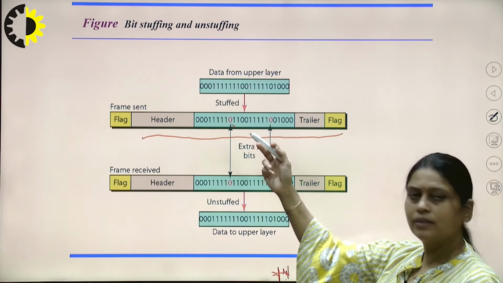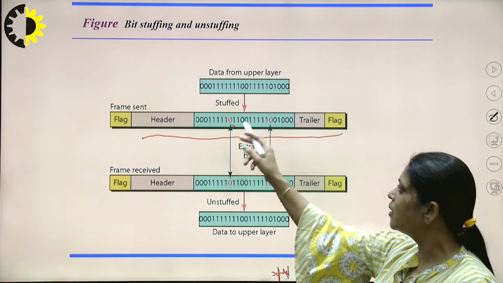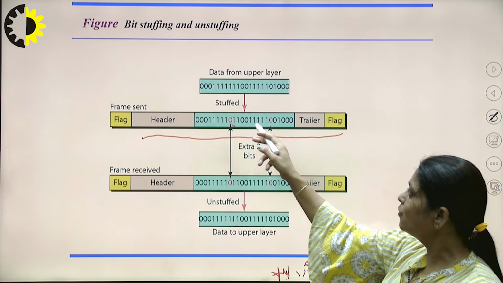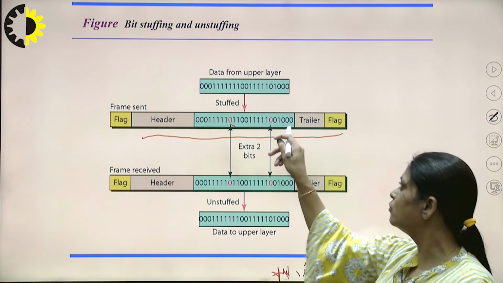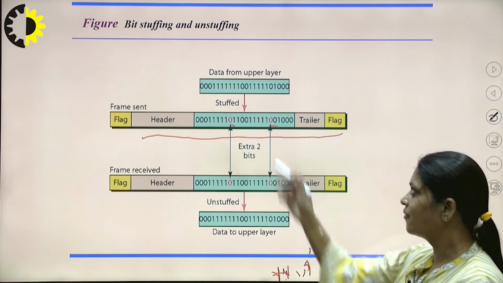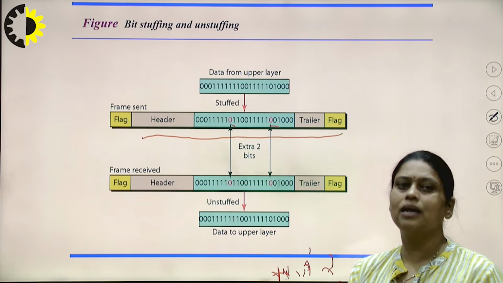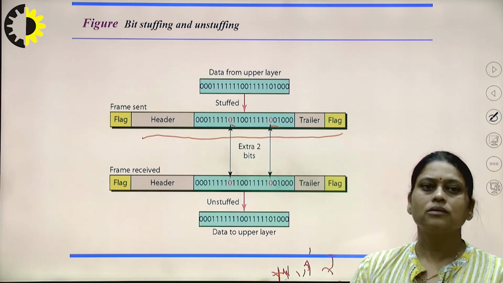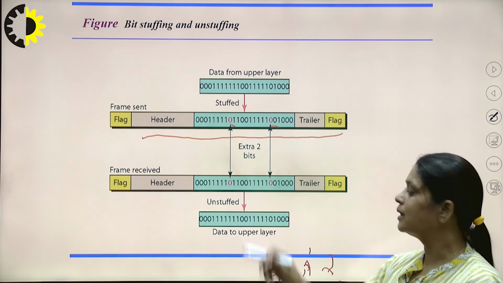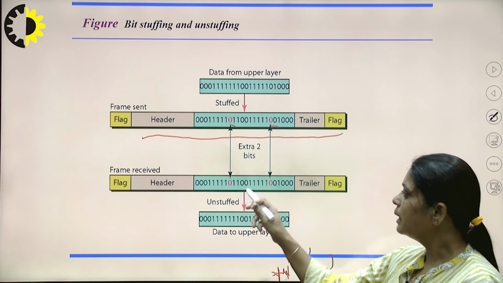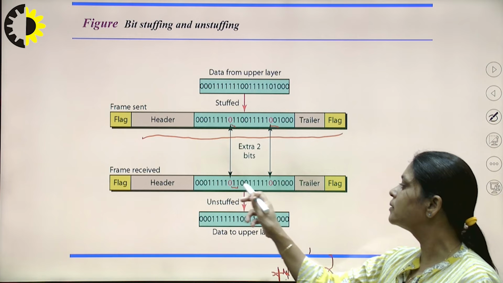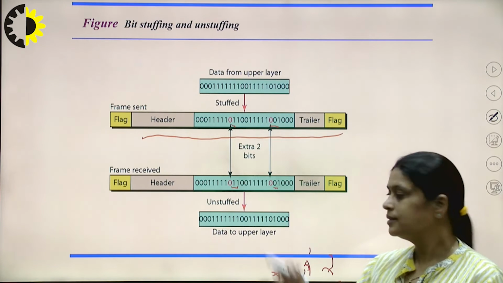Now again we read the data 1 1, then 0 0, again we receive 5 ones, 1 2 3 4 5. So again we have to insert a 0 bit. Now after bit stuffing, we send this data frame to the destination. When the data frame is received by the destination, in this frame 2 bits have been stuffed, 0 0.